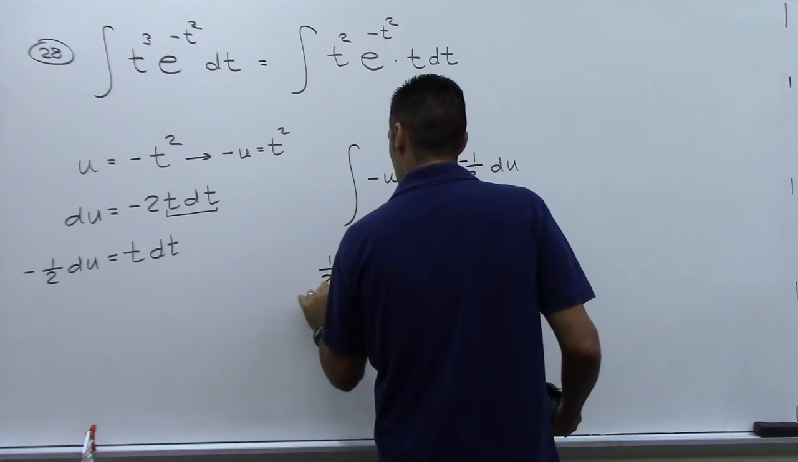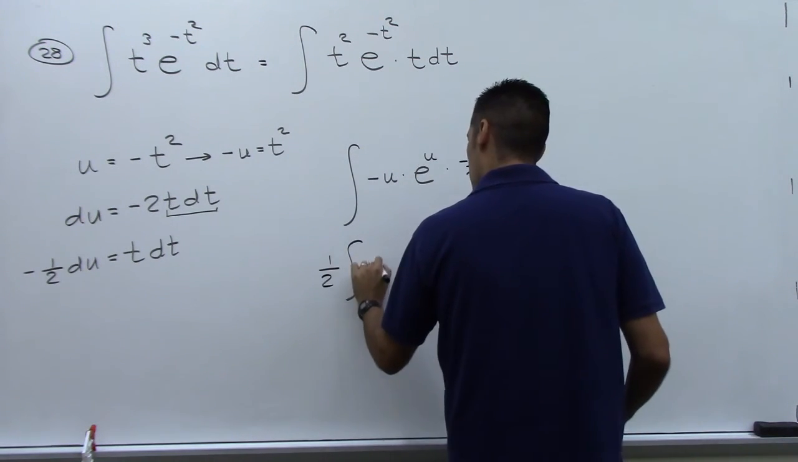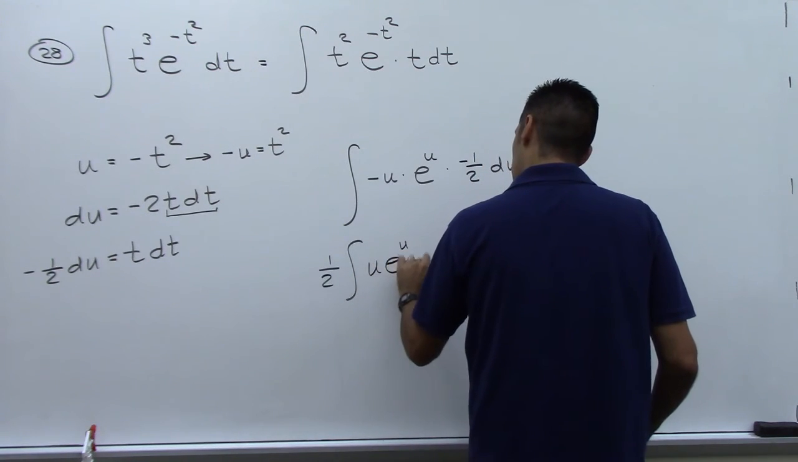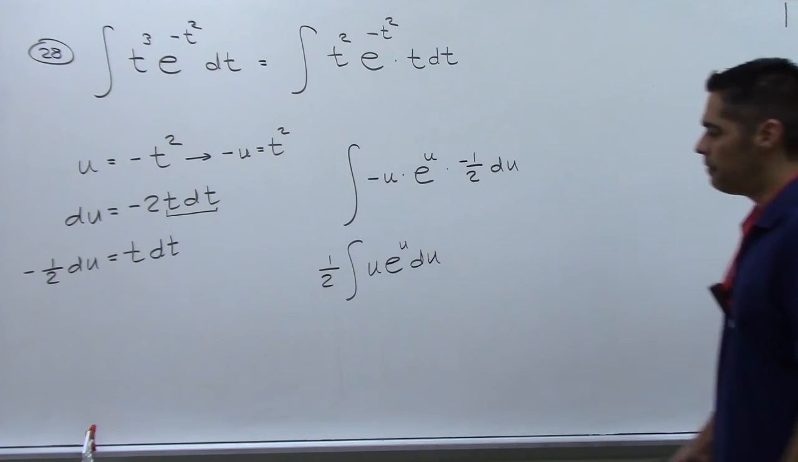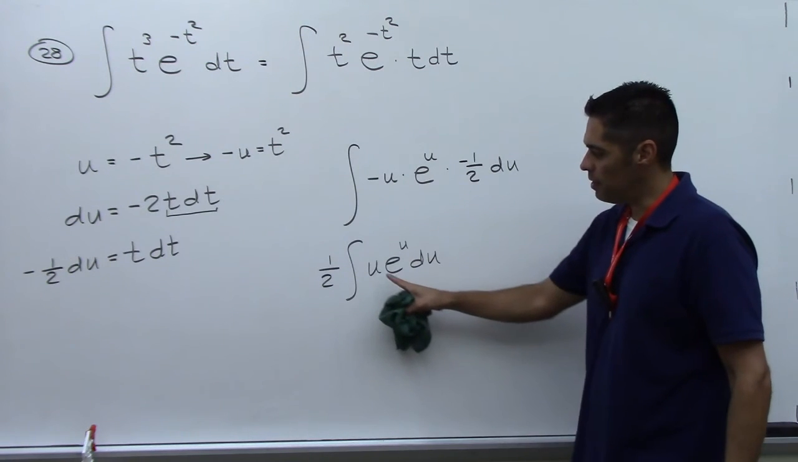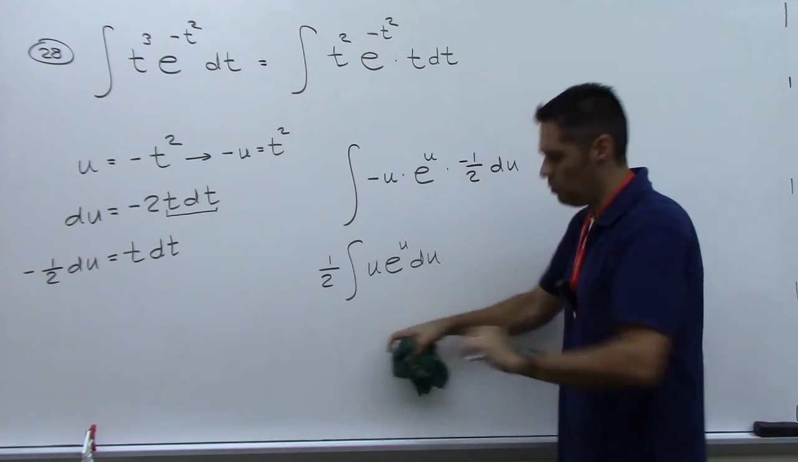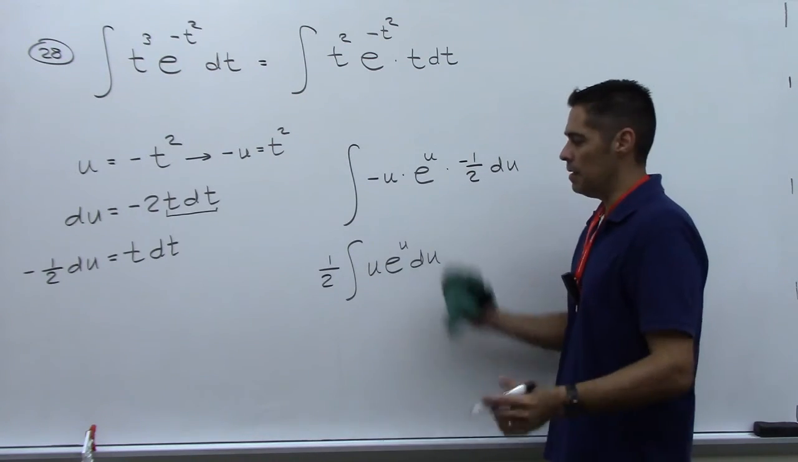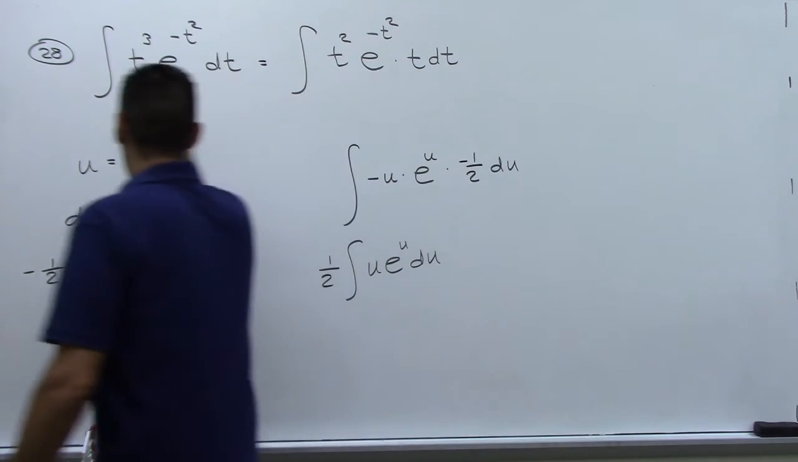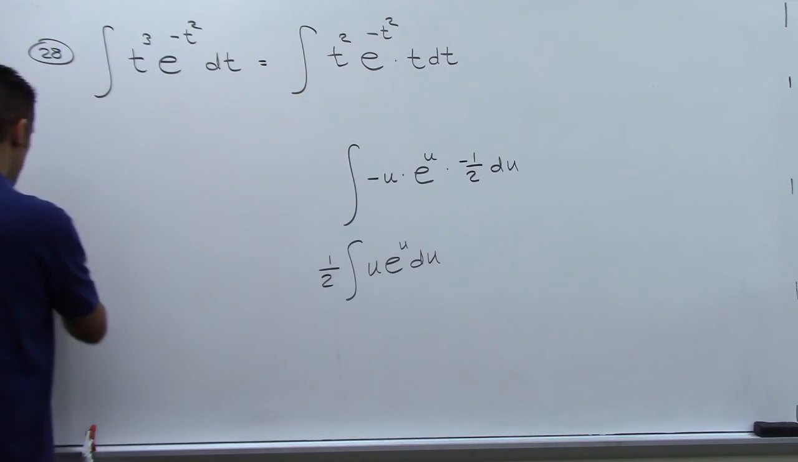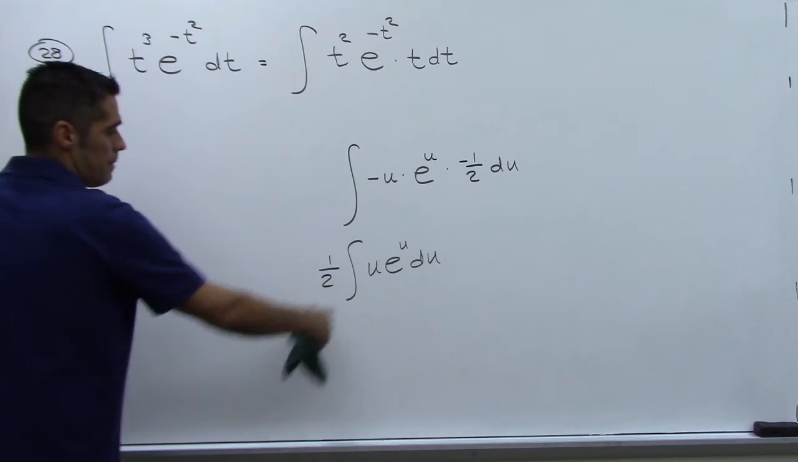So we have 1/2 u e to the u du. And now for this, notice integration by parts. If I choose this to be my u, the derivative of that will be 1, and then integrating that will be easy. So we should be able to set up a table here for integration by parts. But the basic substitution got us to this.